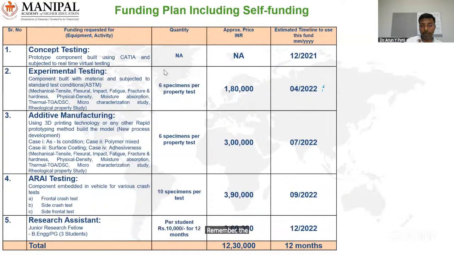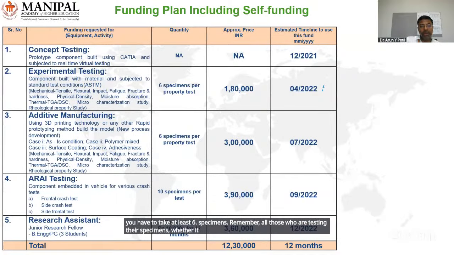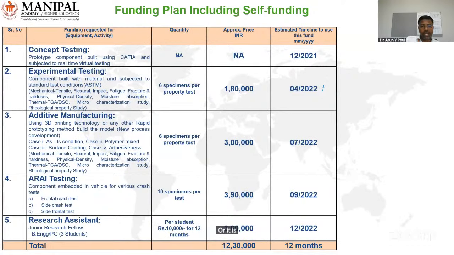Remember, the number of samples is very important. You have to take at least 6 specimens. Remember, all those who are testing their specimens, whether for medical or engineering applications, you have to have at least 3 specimens in medical and a minimum of 6 specimens for engineering, because the properties and the significances might change depending on the environment. So that's why you have to keep an eye on the number of samples to be tested. It should be minimum 6.